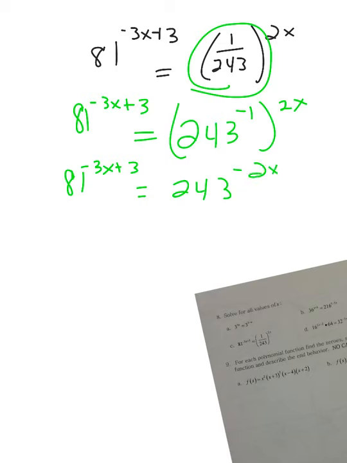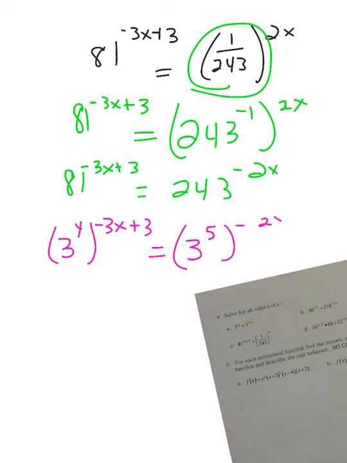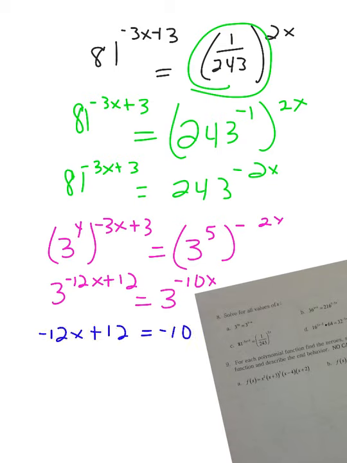So you want to get the same base. So my base is going to be 3. 3 to the 4th is 81, to the negative 3x plus 3. 3 to the 5th is 243, raised to the negative 2x power. So it's 3 to the negative 12x plus 12 equals 3 to the negative 10x. So I have negative 12x plus 12 equals negative 10x.